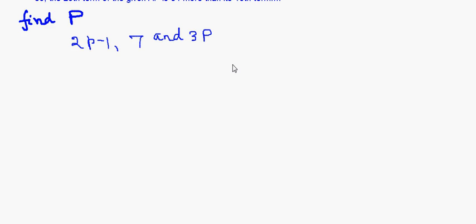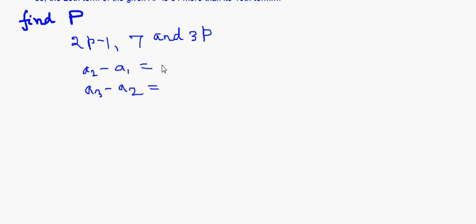It says find the value of P for the three consecutive terms of this AP given as 2P minus 1, 7 and 3P. It says these are all in AP. We just have to find the P value. If they are in AP, that means A2 minus A1 and A3 minus A2 will be equal. The d will be equal.